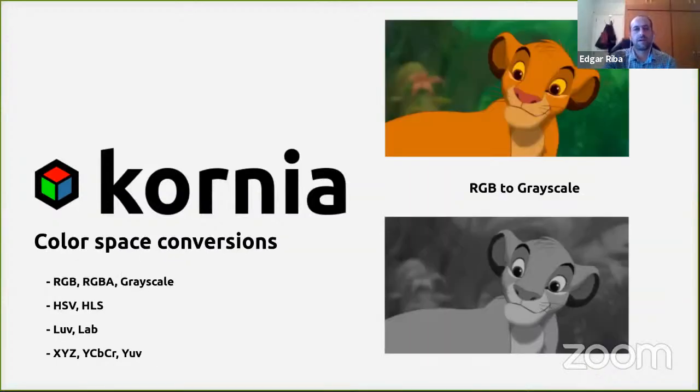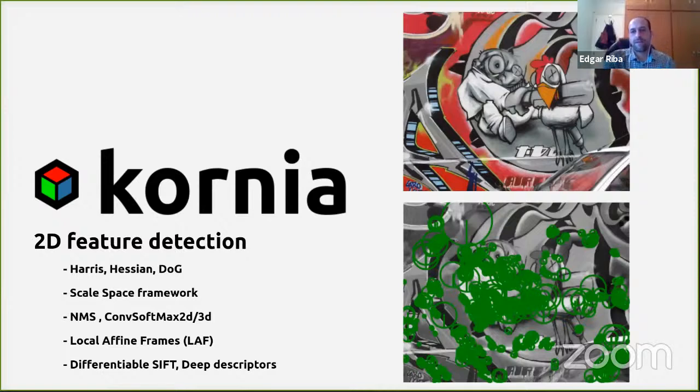Then we have this module for color space conversions. We cover different algorithms to convert from one color space to another. Then probably the most important for this tutorial, which is the 2D feature detection module. Here we have several algorithms, for example, for classical corner detection, like Harris, Hessian, and the difference of Gaussians that we have been covering during the talk.